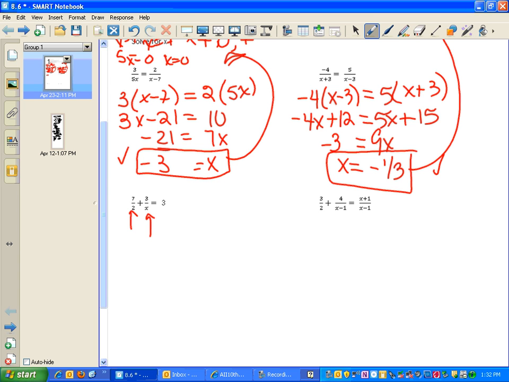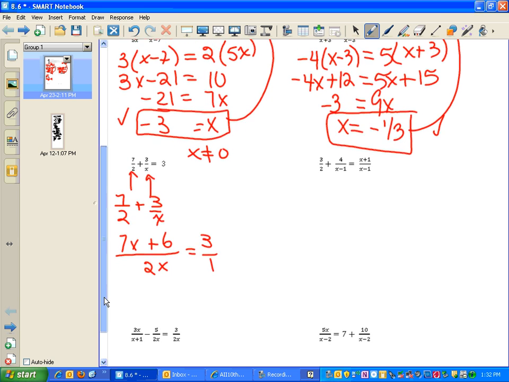Well, what about this one? x cannot equal 0. Okay? So we're going to do a little sidebar. We're going to say 7 over 2 plus 3 over x. What's my common denominator? So that's going to be 7x plus all over, and that's going to equal what? But we're going to make that a fraction, aren't we? 3 over 1, because we want to be able to cross multiply.